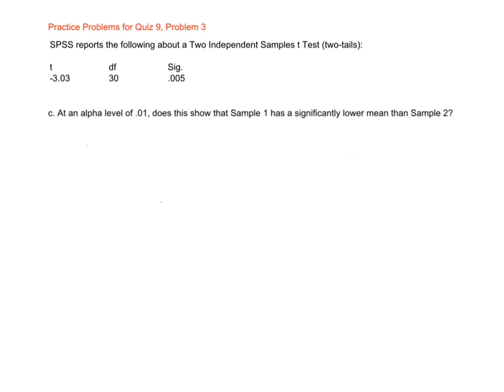Part C asks, at an alpha level of 0.01, does this show that sample 1 has a significantly lower mean than sample 2? So here we found out in part B that yes, this was significant. So the significant part is true, but does this mean that sample 1 is lower than sample 2? So how would we figure this out? What I'm going to recommend is that we start off with a purple T graph.